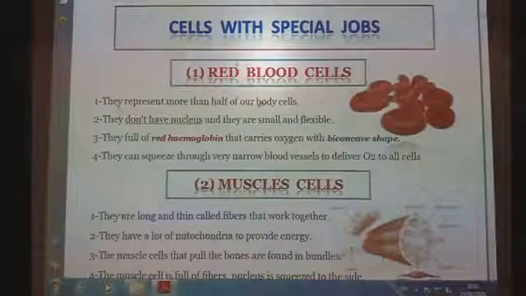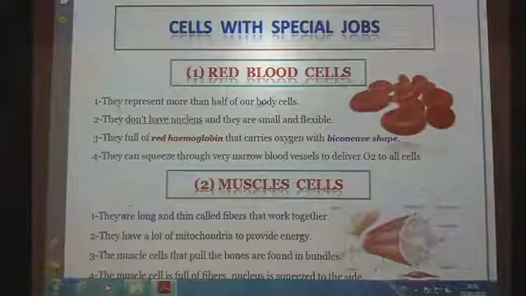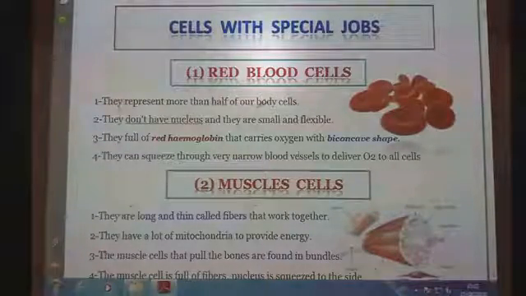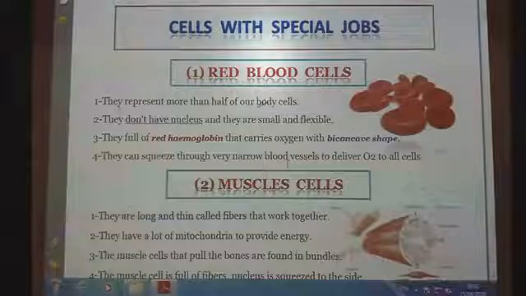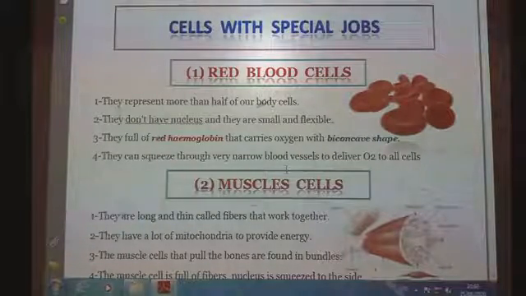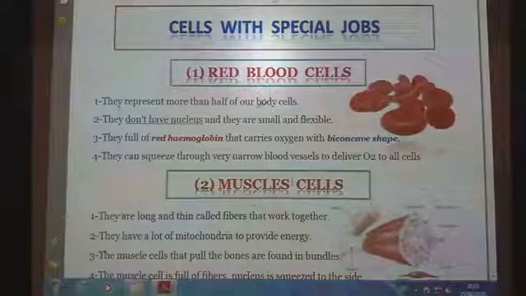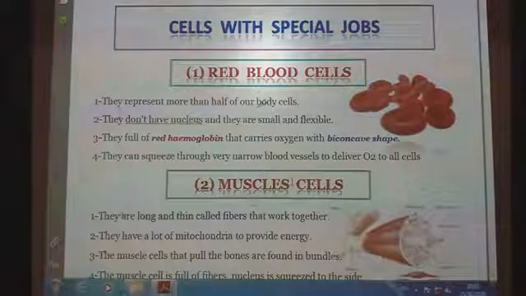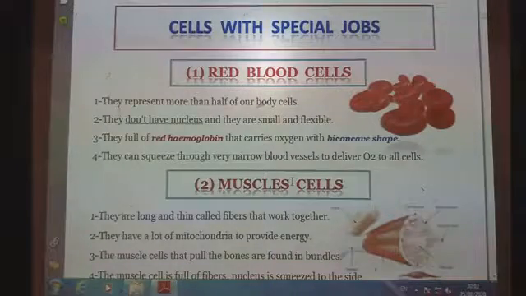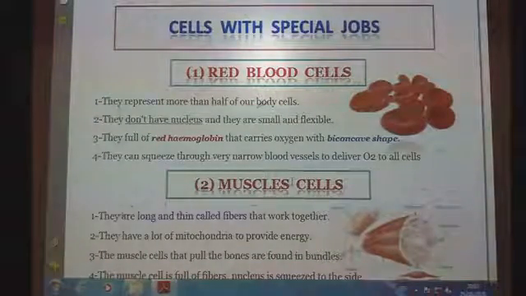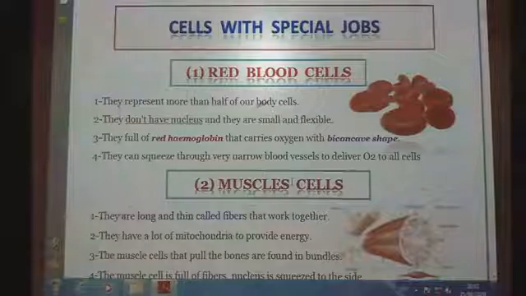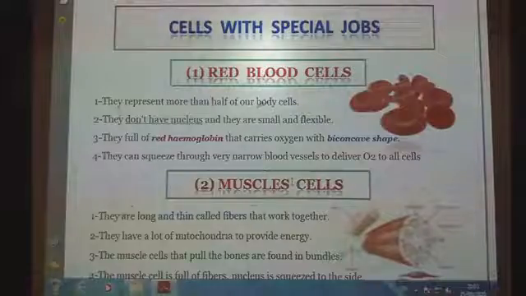You have learned from the last lesson that the cell is the smallest structural and functional unit of living organisms. And you know that cells are different in shape, size, number, and even function. This lesson explains that cells have special jobs. It means that the cells of living organisms don't do the same function. The function of blood cells is different from the function of nerve cells, and different from the functions of skin cells.